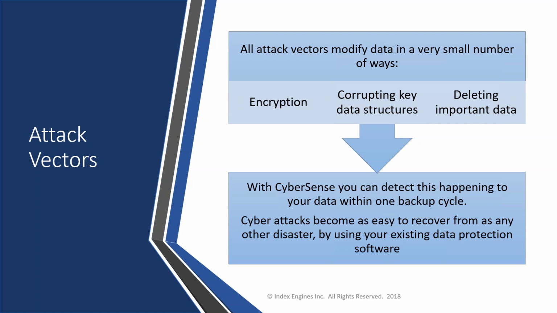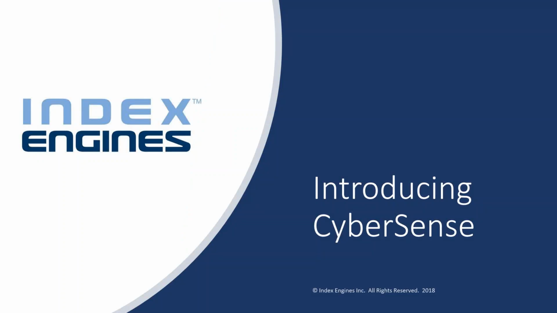So within one typical backup cycle, you can recover the corrupted data just like any other disaster by using your data protection software. Because you're monitoring continuously to see how data changes, when you do see this data change occur, specifically related to a cyber attack or a ransomware attack, you can recover the last good copy, just like you would with any disaster recovery approach.